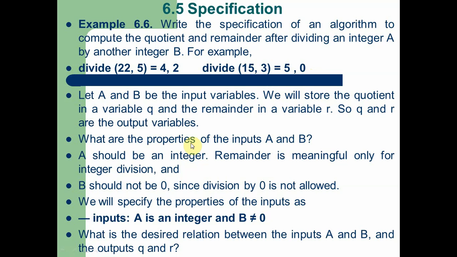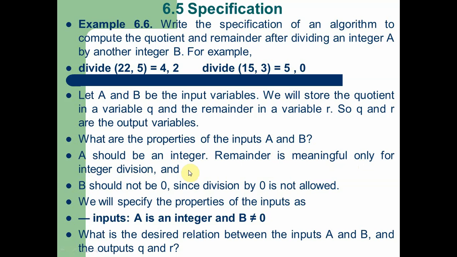So here we want to understand what the inputs are, how the input should be, what the output will be, and how the input and output should be related. In this topic you can see A should be an integer. A and B are the input variables and Q, R are the output variables. Q means quotient, R means remainder. So A should be an integer, because the remainder is meaningful only for integer division.